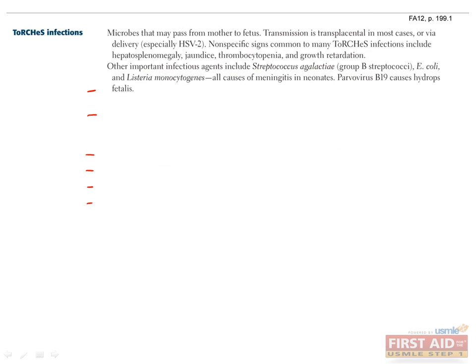Some runners-up to this list include Strep agalactiae, E. coli, and Listeria monocytogenes, all of which can cause meningitis in neonates. However, this is not a congenital defect and therefore they don't quite fit into the TORCHES category.